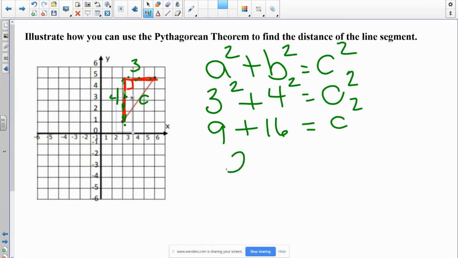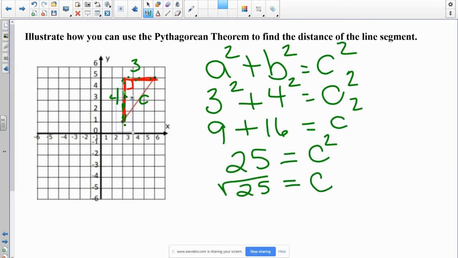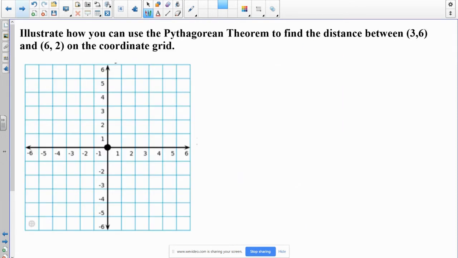9 plus 16 is 25 equals C squared. To get rid of the square, we're going to square root 25, and the square root of 25 is 5. So the length of C, or this length right here, is 5. Next example: illustrate how you can use the Pythagorean theorem to find the distance between point (3, 6) and (6, 2).